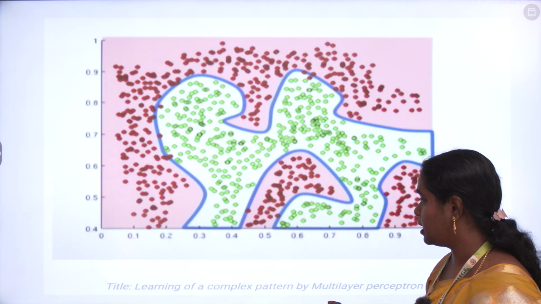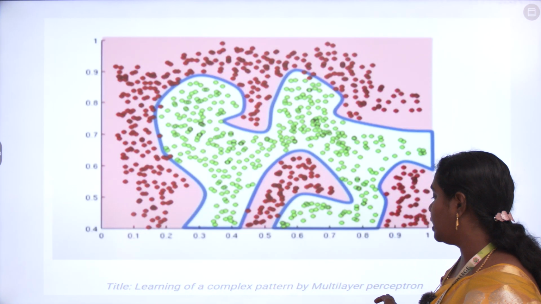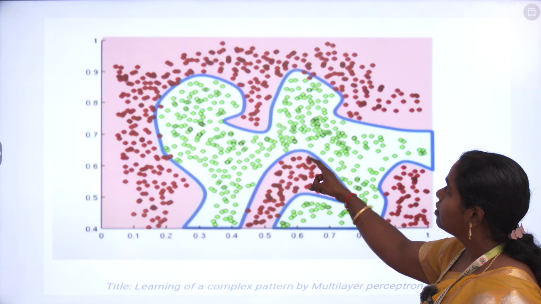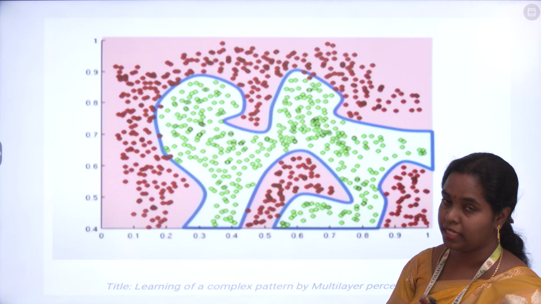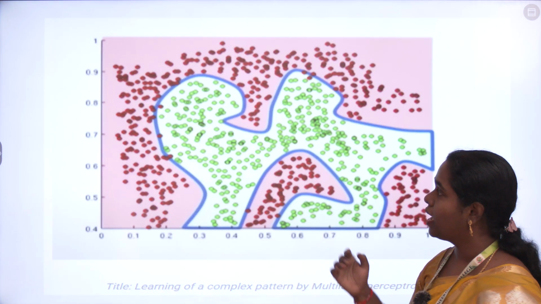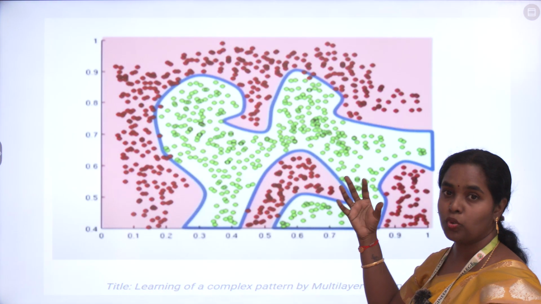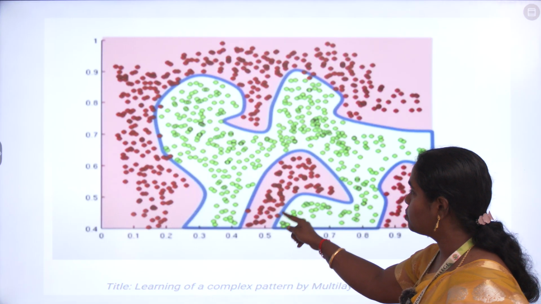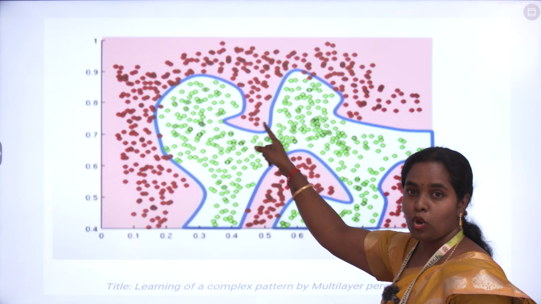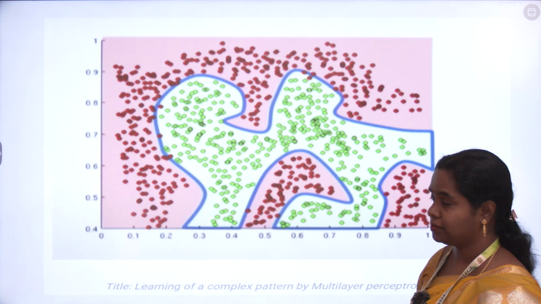Here you can see the pattern learned by the multi-layer perceptron. The red dotted data is classified into a separate group, class 1, and the green data is stored in a separate class, class 0, and this purple line is called the model boundary.